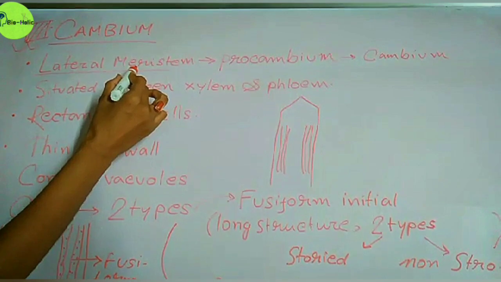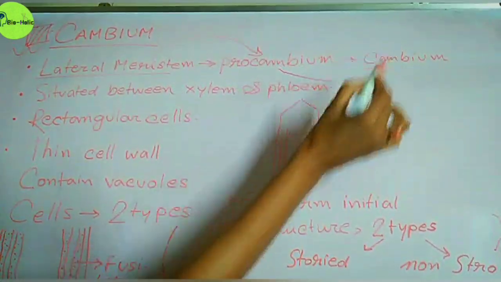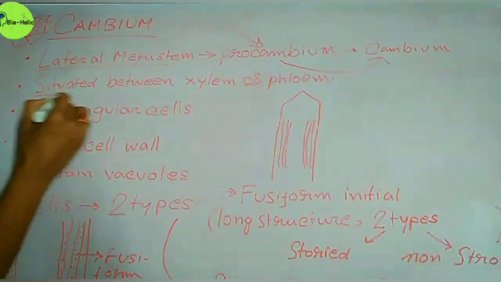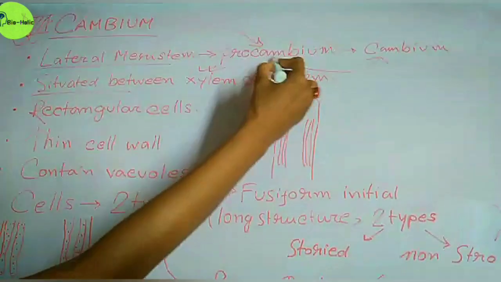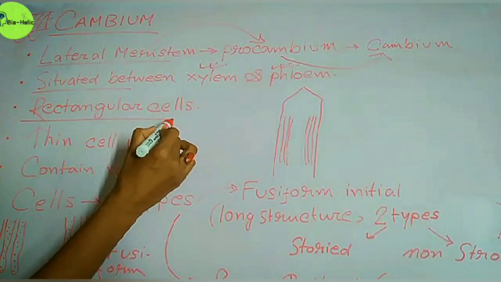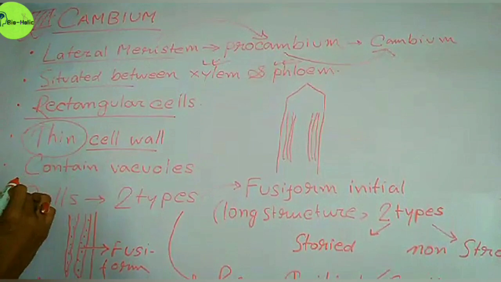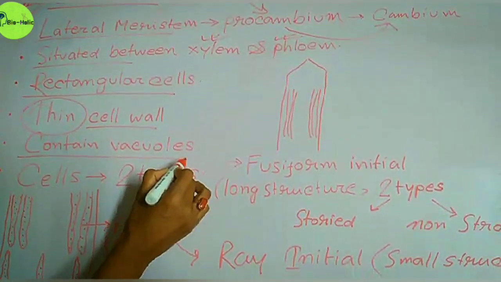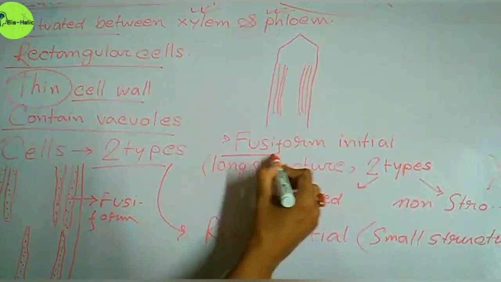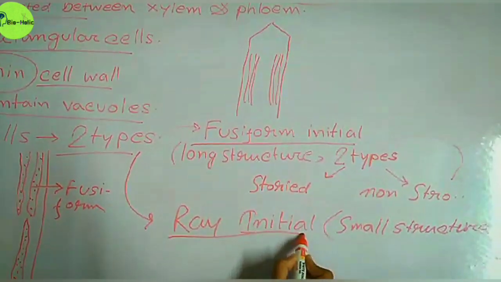This lateral meristem is then converted to procambium, and then procambium is converted to the cambium. The cambium cells are situated between the xylem and the phloem cells. They are having rectangular cells and the cell wall is very thin. They contain vacuoles in them. The cells of cambium are of two types. Number one is the fusiform initial and number two is the ray initial.